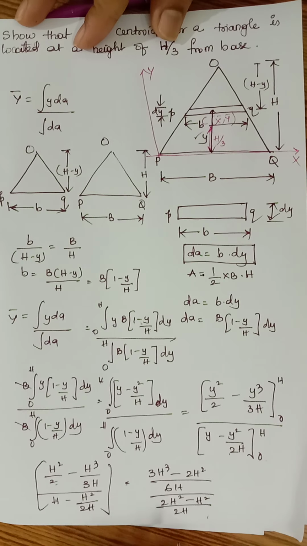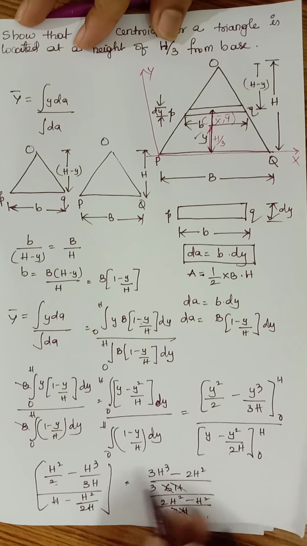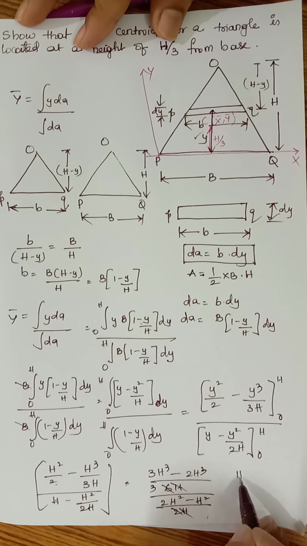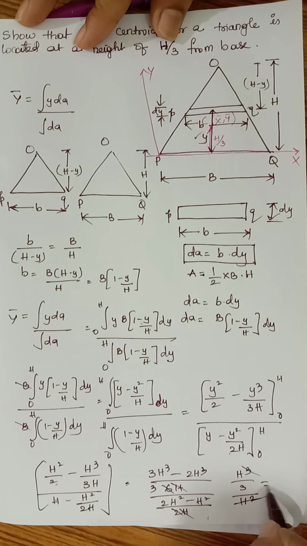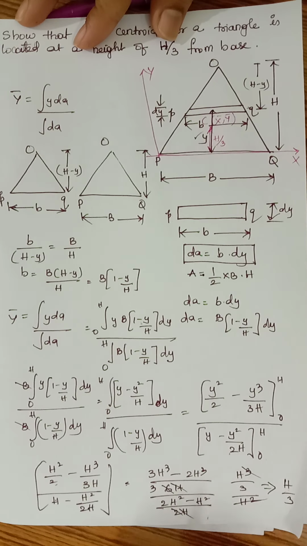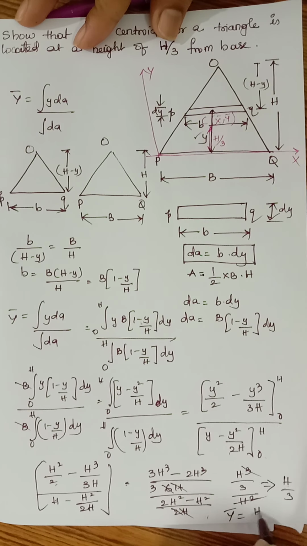Here h as well as the 3 times gets cancelled. So we have h cube divided by 3 over 2h square minus h square, which is h square again. So h square gets cancelled here, and we get h by 3. So y bar is located at a distance of h by 3.